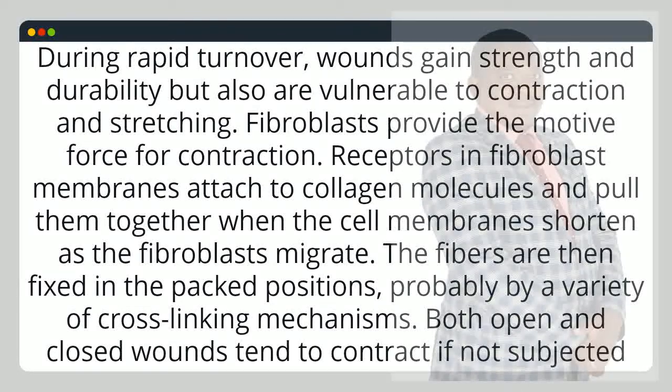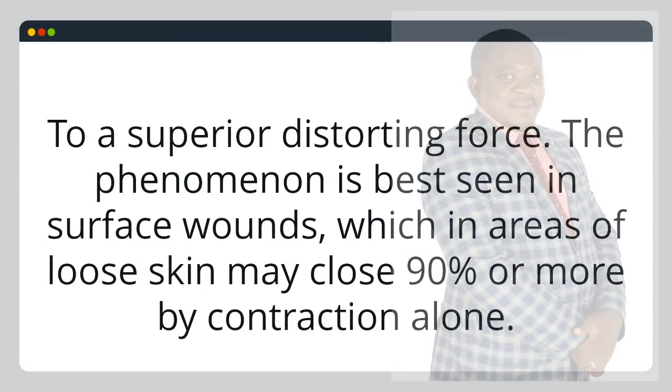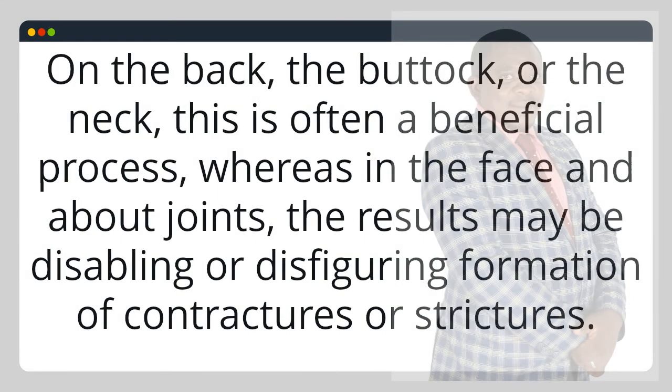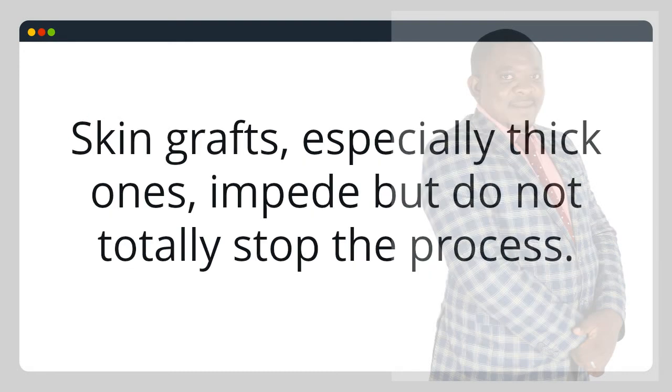Both open and closed wounds tend to contract if not subjected to a superior distorting force. The phenomenon is best seen in surface wounds, which in areas of loose skin may close 90% or more by contraction alone. On the back, the buttock, or the neck, this is often a beneficial process, whereas in the face and about joints, the results may be disabling or disfiguring formation of contractures or strictures. Skin grafts, especially thick ones, impede but do not totally stop the process.